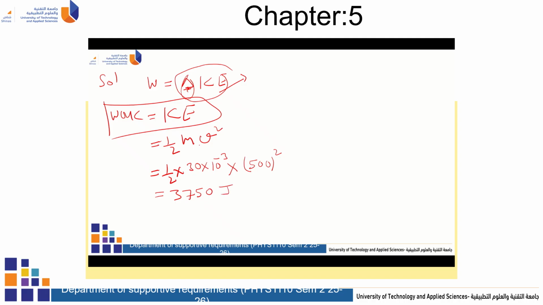I got this number by using the formula of kinetic energy. But they are asking me to find the force. I know this is equal to work, and the work is equal to the force multiplied by the displacement and the cosine theta. If I find the work from this rule, here I have the value of the force.